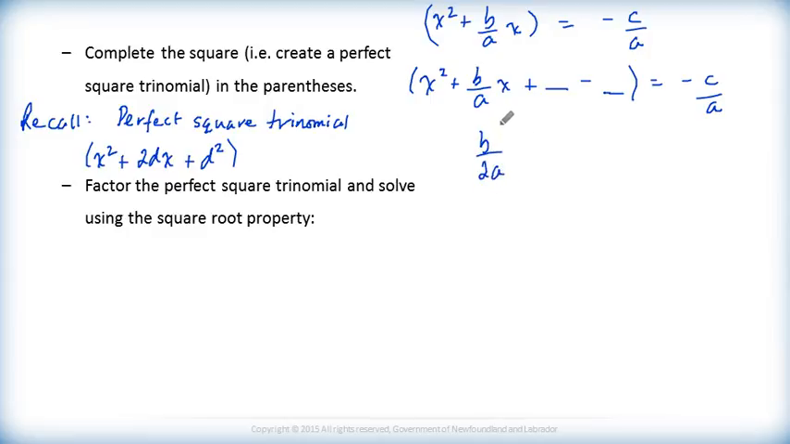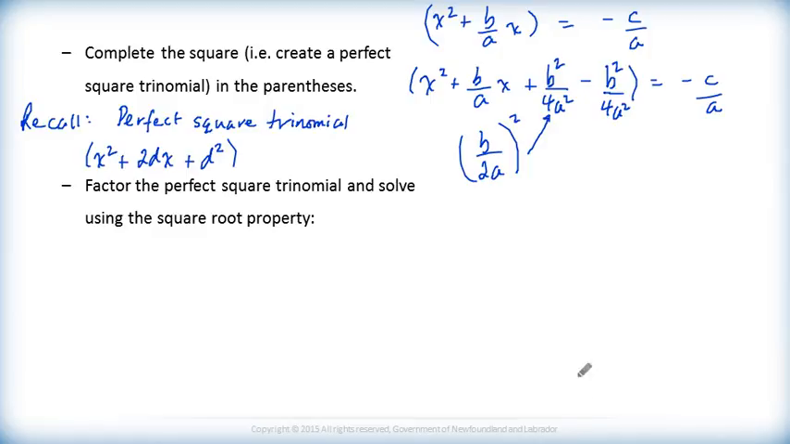And that has to be squared and put in this blank. So we've got b squared over 4a squared. Now because I can't just add things at random without balancing them off in an equation, I'm going to have to subtract that same amount out, giving us the effect of adding 0 to the equation.